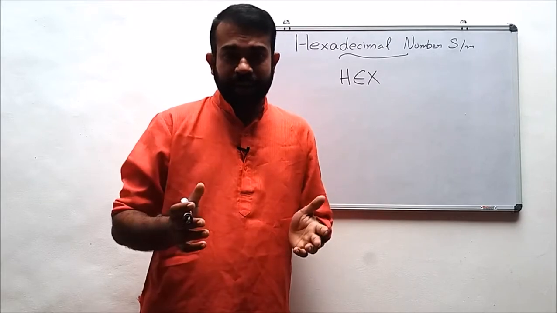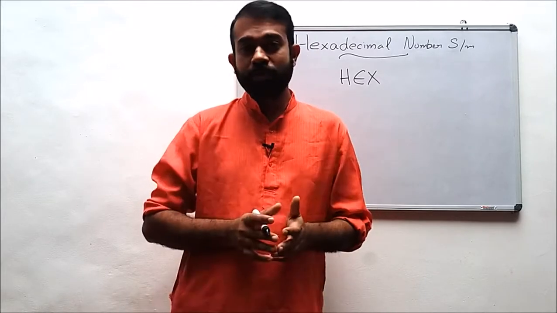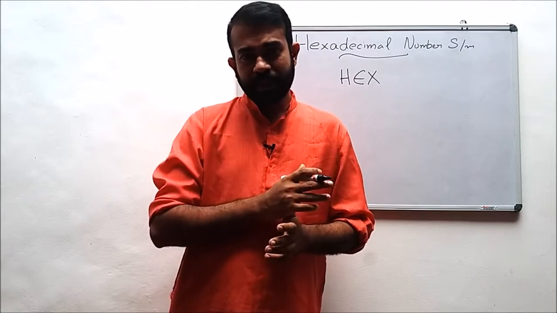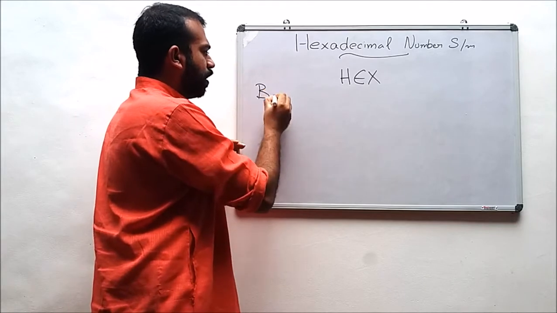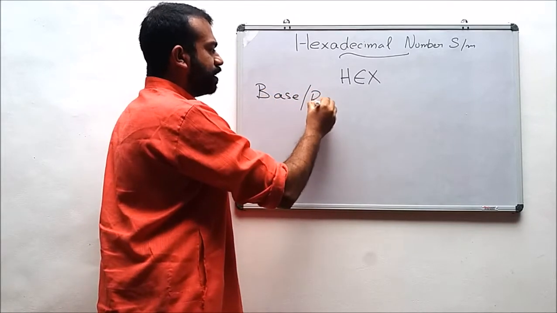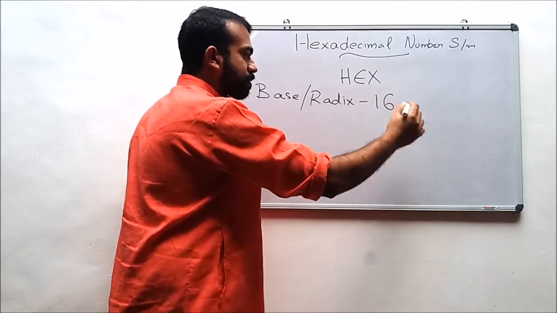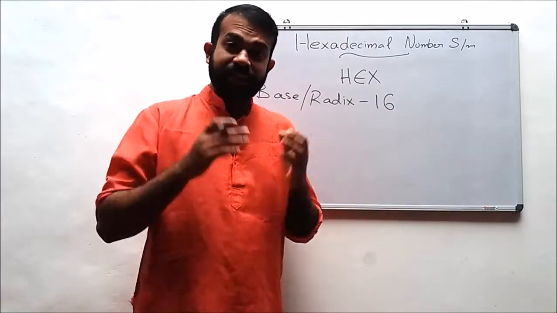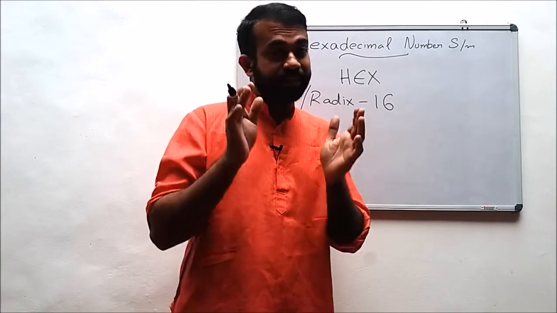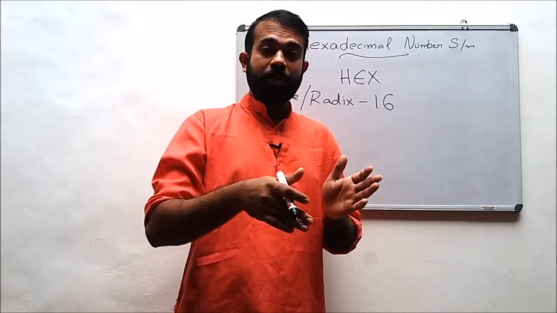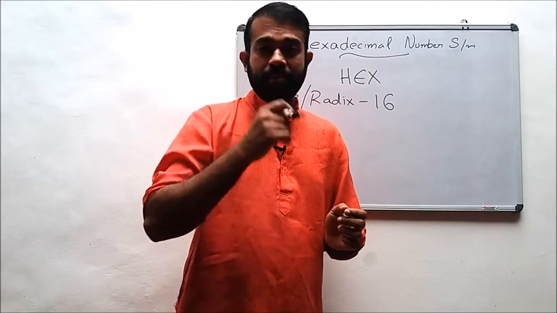As we all know, a number system is defined based upon the radix or the base value used in that particular number system. So the base or the radix used in this hexadecimal number system is 16. And since the radix value is 16, we can simply tell that there are 16 different characters which are used to represent each and every digit or a particular unit in this number system.